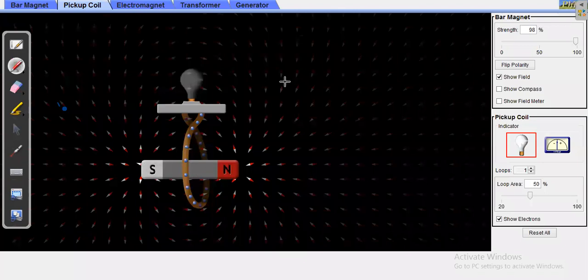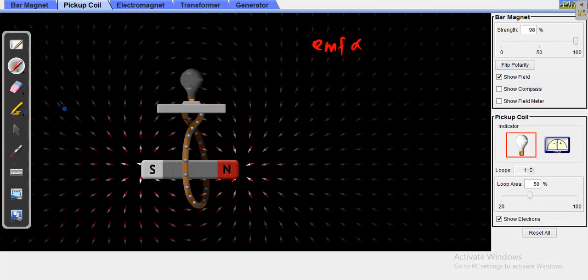So again, from the pickup coil, what we have done first, we have moved the bar magnet. When you are moving it, there is a flux change, which induces the current. Also, if you increase the number of loops in the coil, keeping other things constant, the light brightness also increases. So I'll simplify everything.